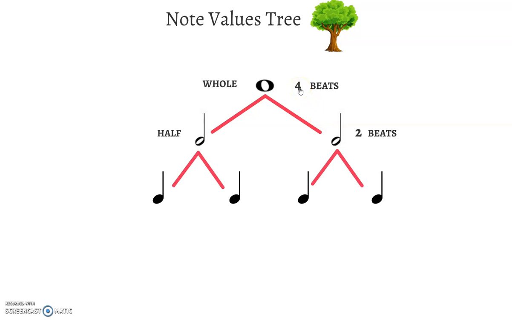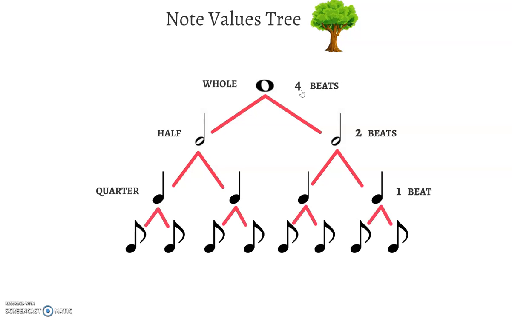The next level down, we've got quarter notes. Each of these gets 1 beat. Notice how 1 plus 1 plus 1 plus 1 equals 4. Next level down, we have eighth notes. Each of these gets half of a beat. Half plus a half is 1, half plus a half is 1, half plus half is 1, half plus half is 1, for a grand total of 4.